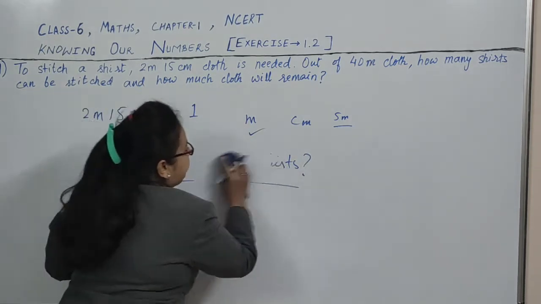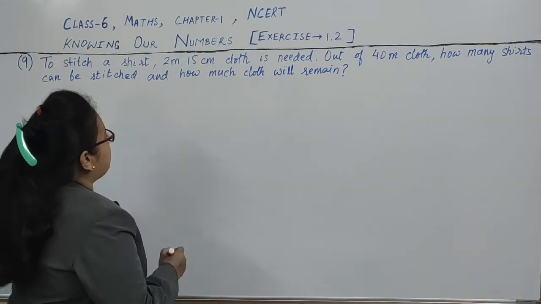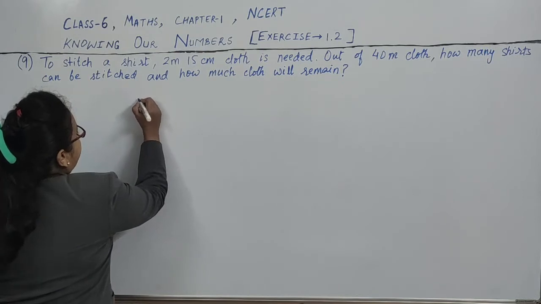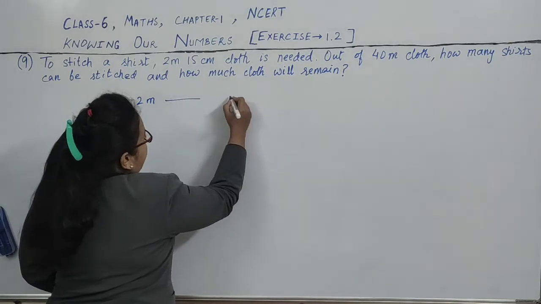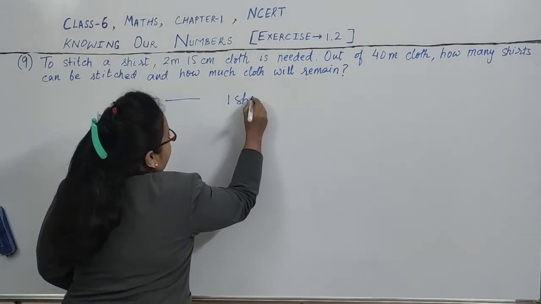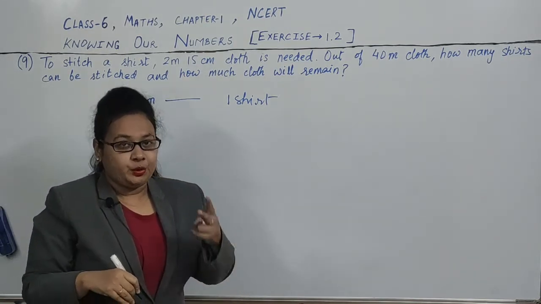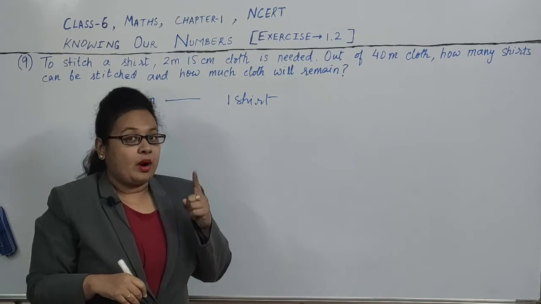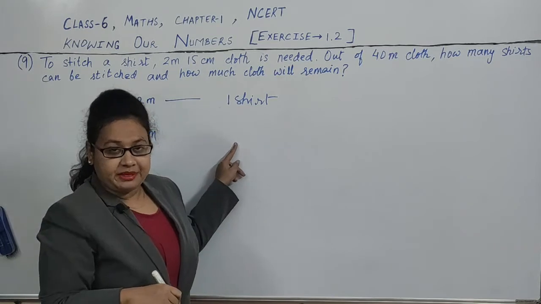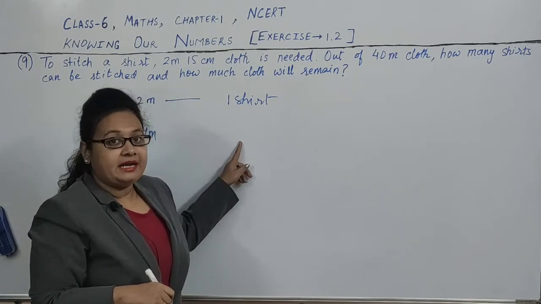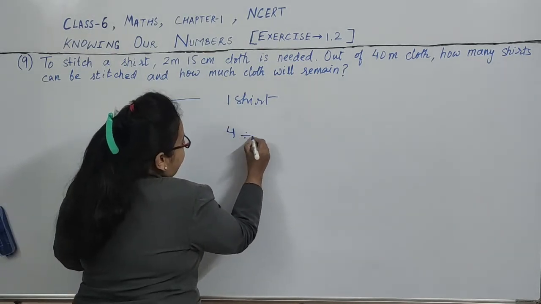Now I will give you one small example so that you can understand it better. Suppose to stitch one shirt we need 2 meter cloth. So in 4 meters, how many shirts can be stitched? 2 shirts, obviously, because one shirt can be stitched in 2 meters. But how do we find that 2 shirts can be stitched? By dividing 4 by 2.